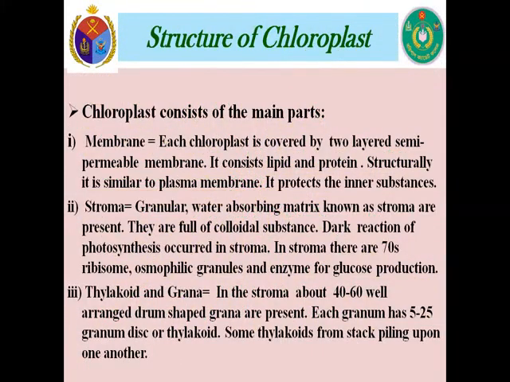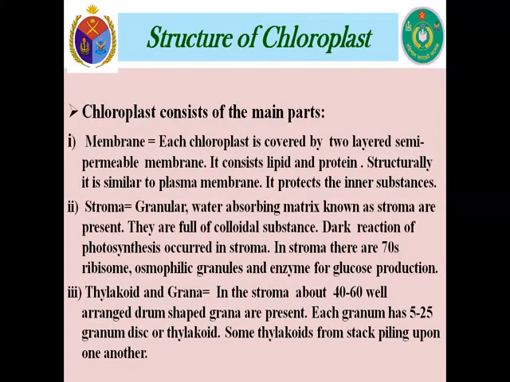Now, structure of chloroplast. Chloroplast consists of the main parts. Number one, membrane. Each chloroplast is covered by a two-layered semi-permeable membrane. It consists of lipid and protein. Structurally, it is similar to the plasma membrane. It protects the inner substance. Number two, stroma. A granular water-absorbing matrix known as stroma is present. It is full of colloidal substance. The dark reaction of photosynthesis occurs in the stroma. In the stroma, there are 70S ribosomes, osmophilic granules, and enzymes for glucose production.